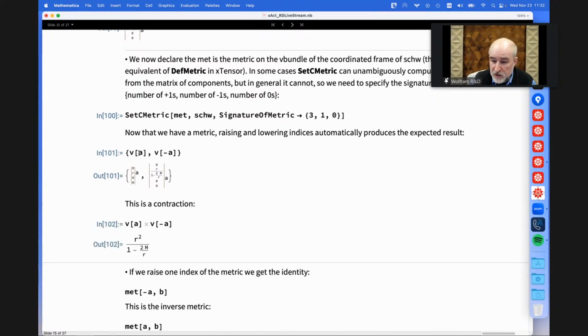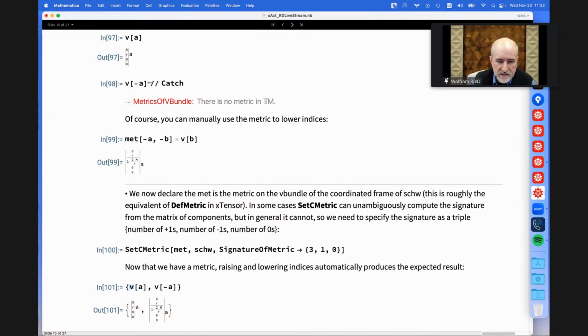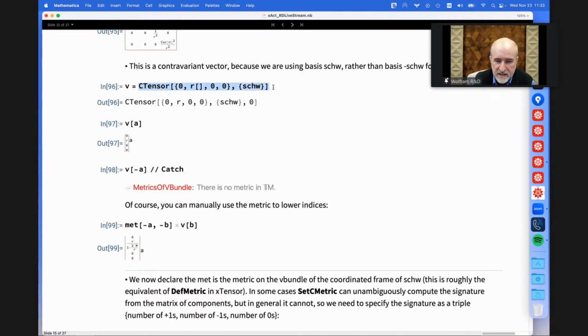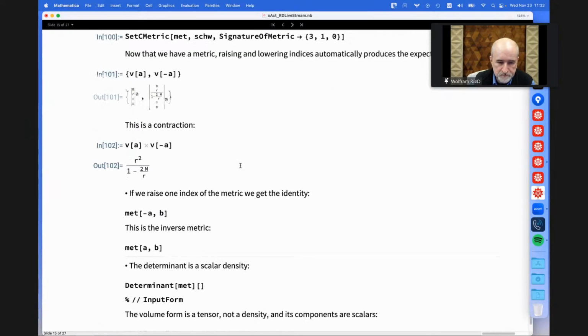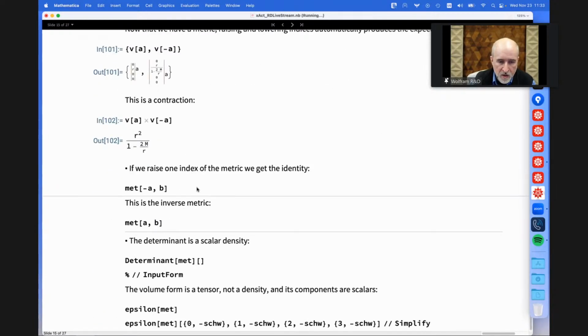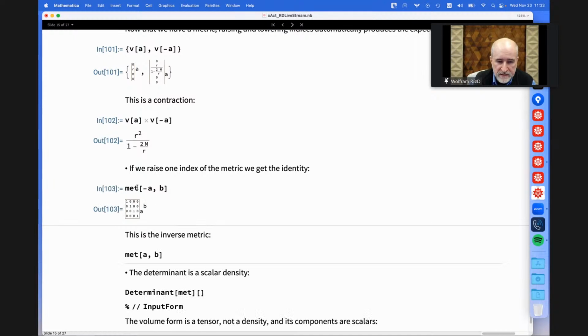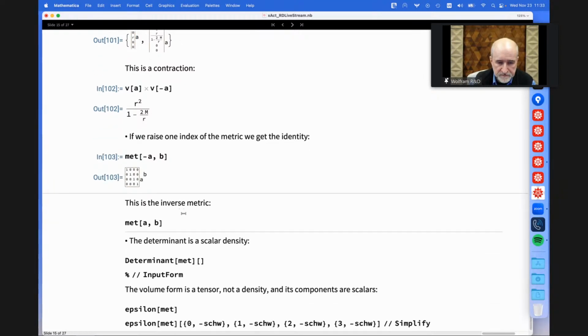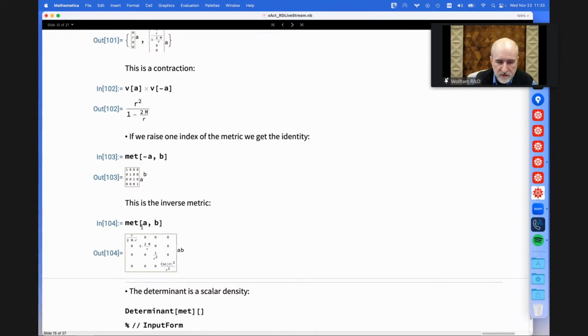But you see, the most important thing you have to notice is that this is using the exact same notation as the abstract computations, right? It's just that before this was a symbol, now this V is this object. It's a tensor defined by components in some basis, our chart. Okay, again, if we raise 1 index, we get the identity. And now, if you just write both indices up, it automatically presents the inverse metric, as we did before.